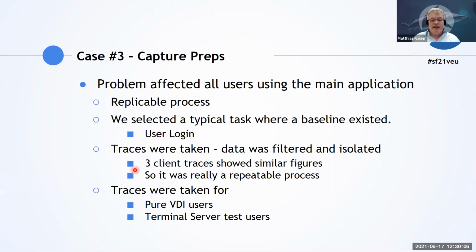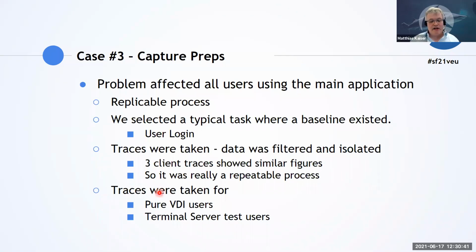We repeated that process, user login, like hitting enter and watching the screen fill, multiple times. And we had a repeatable process since the number of packets and the flow were really similar. So we have to check whether it is a repeatable process. If yes, we can start with the analysis. If no, we have to find a new user activity within our application.